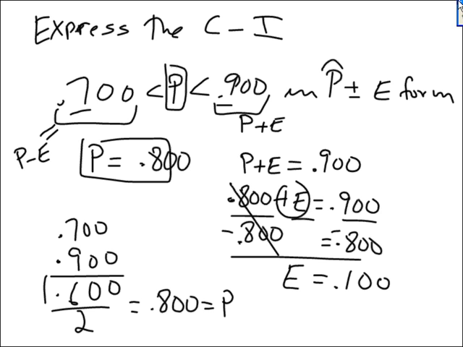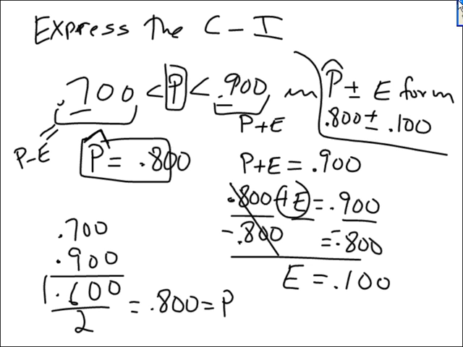Okay, so now the problem said write it in p hat plus or minus E form. I guess I made one slight error. p hat is 0.800. So the answer is 0.800 plus or minus E, which is 0.100. And the answer's done. Let's try another one just like that. In fact, let me keep everything.